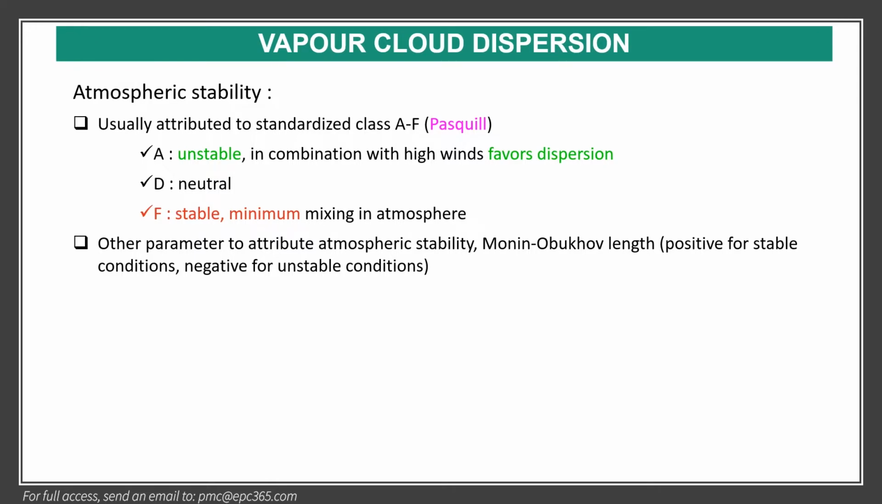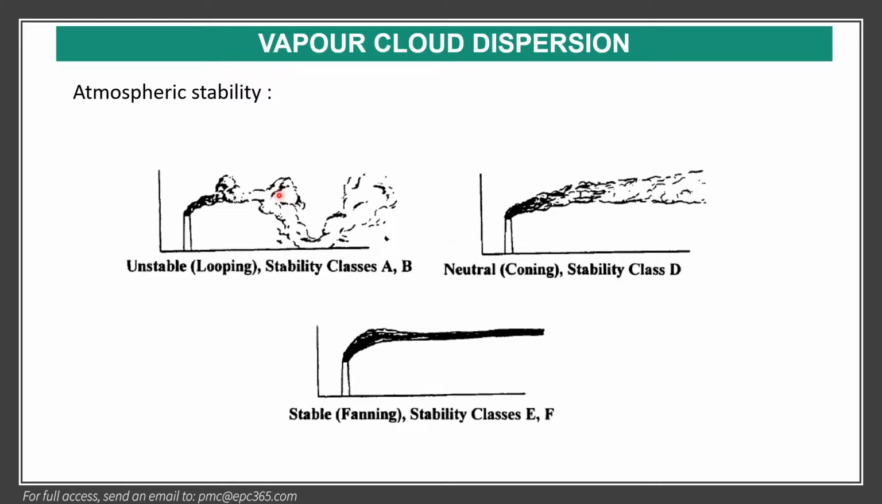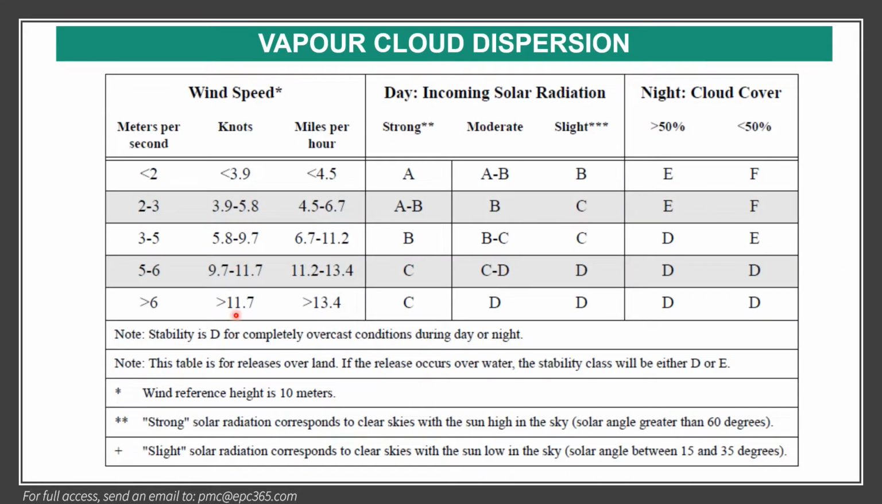Atmospheric stability is usually attributed to a standard class A to F, the Pasquill class. Class A is unstable, and in combination with high winds favors dispersion. D is neutral, and F is stable, with minimum mixing in the atmosphere. You see the stability classes, for example this is for A and B, goes like this. Stability class D goes like this, and this is for class E and F. So here you can see the different classes of stability.